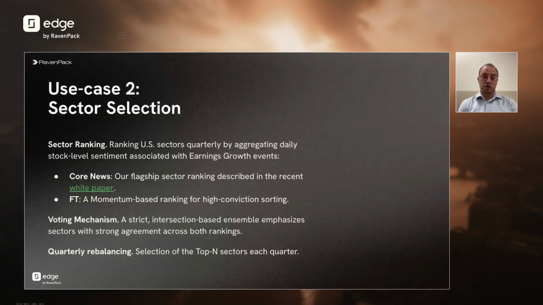So we basically apply a strict intersection-based ensemble, emphasizing sectors with strong agreement across both rankings. So if you rank high in both core news and you rank high in FT, that combined ranking ensures that you get selected within your combined strategy. And as I mentioned before, we apply a quarterly rebalancing and we select the top N sectors in a long-only strategy here. So that could be top 1, top 2, top 3, and so on to achieve our final strategy.